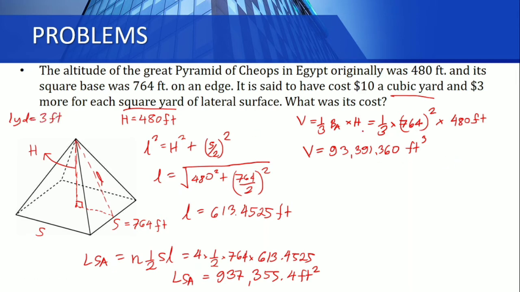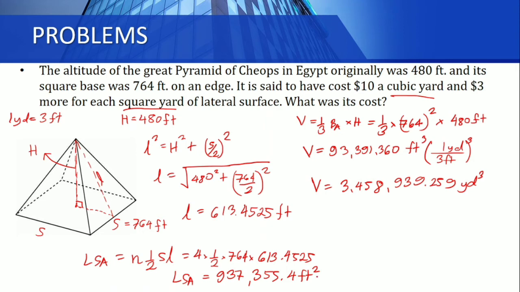So, convert natin. I-multiply natin 'tong volume ng 3 feet over 1 yard. I-raise to 3 din natin 'to kasi naka cubic feet yung ating sagot. So, that will be volume is equal to 3,458,939.259 cubic yard.